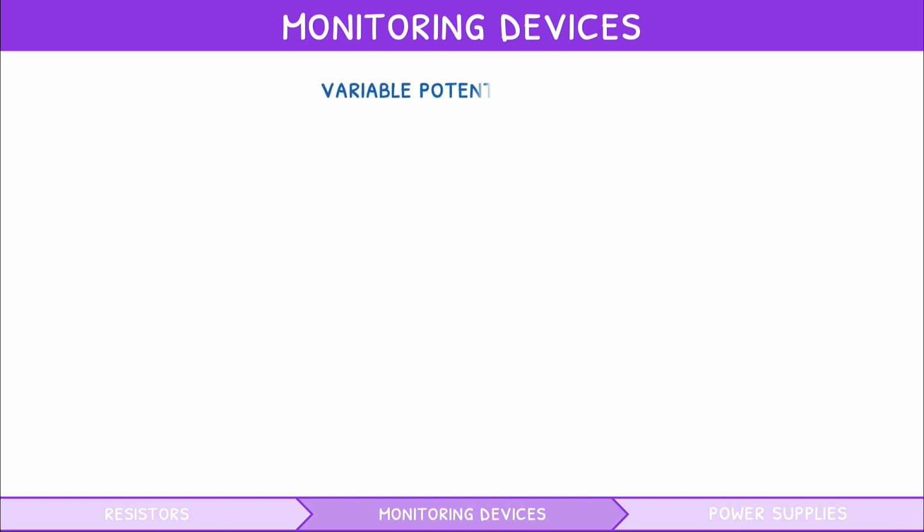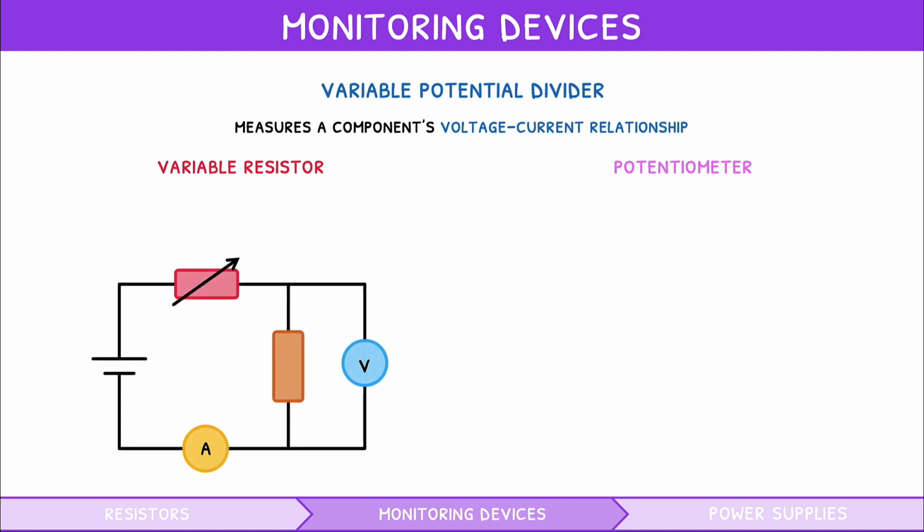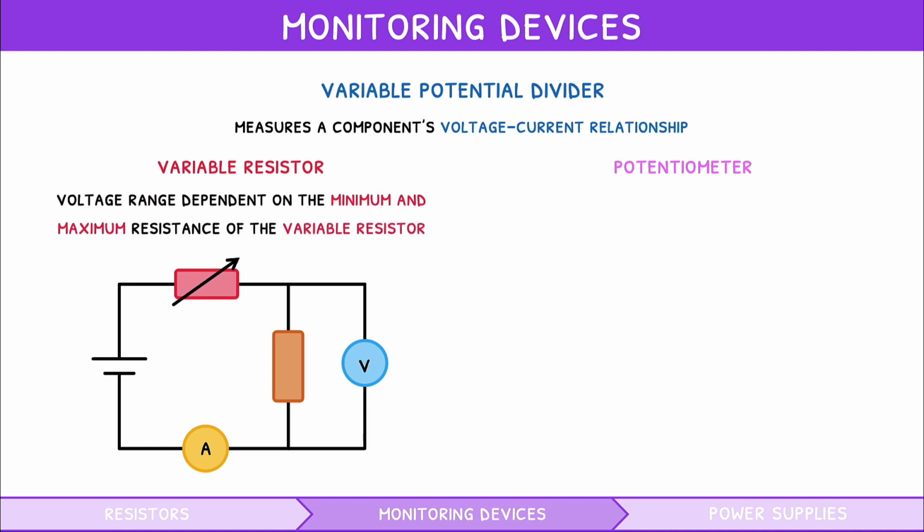A variable potential divider is a circuit arrangement specifically made to divide a range of voltages, with the end goal being to measure a component's voltage-current relationship. This can be made using a variable resistor or a potentiometer. A variable resistor potential divider circuit looks like this. Here, the voltage drop range across the component is dependent on the minimum and maximum resistance of the variable resistor.